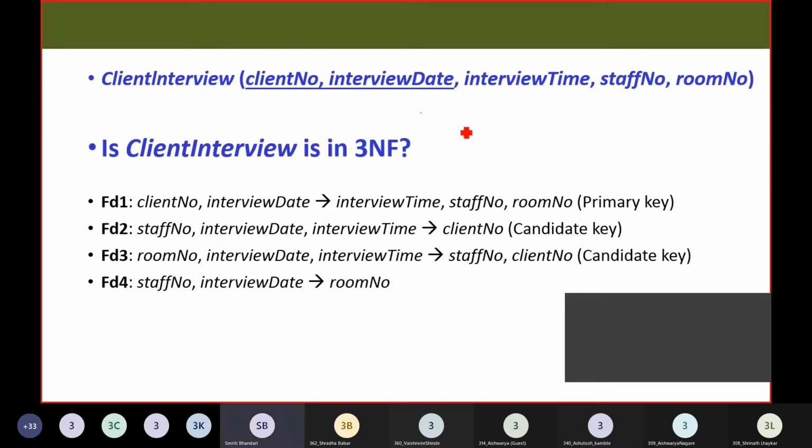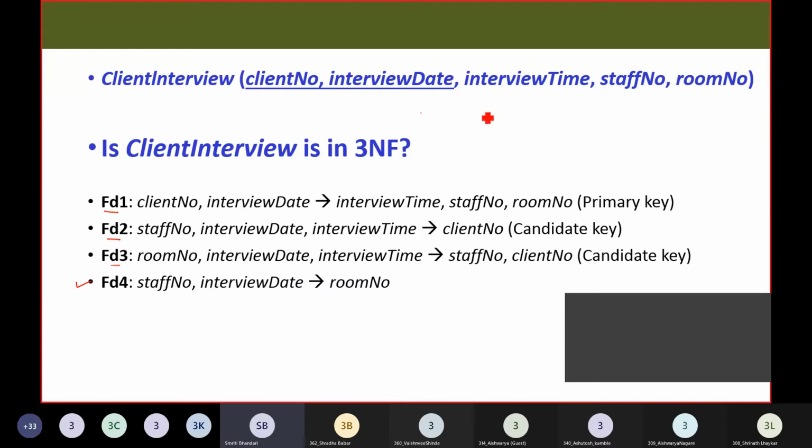What does third normal form say? What is the definition? It should be in 1NF and 2NF. So our relation is in 1NF and 2NF, no doubt. And the second condition says that every non-primary key attribute should not be transitively dependent on the primary key. Right? So if we look at these dependencies, FD1, 2 and 3, there is no problem, because all are my candidate keys. So no issues with these dependencies.